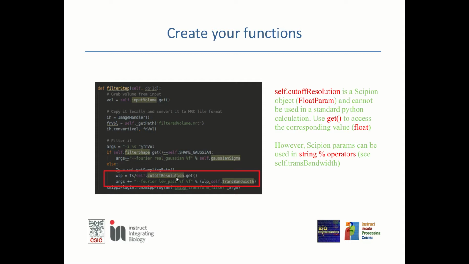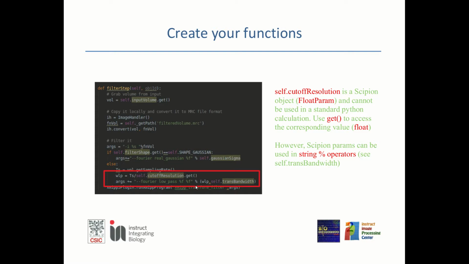But if I do get on the complex object, each one is returning something simple in Python that makes sense. So for instance, if you have a float param, you get a float. If you have a string param, you get a string. And if you have an int param, an integer param, you get an integer. So now you can use those floats, strings, or integers in the standard way of Python.